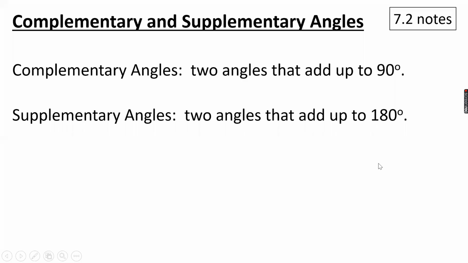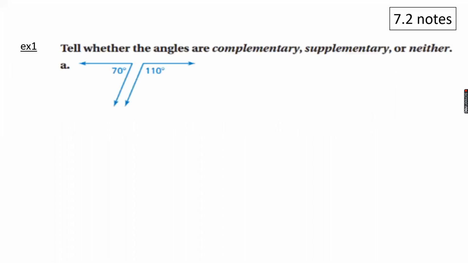Today we're going to be moving on to lesson 7.2, which is talking about complementary and supplementary angles. So I've got the definitions for both of those up on the screen now. Complementary angles are two angles that add up to 90 degrees, and supplementary angles are two angles that add up to 180 degrees. You worked with a couple of these yesterday.